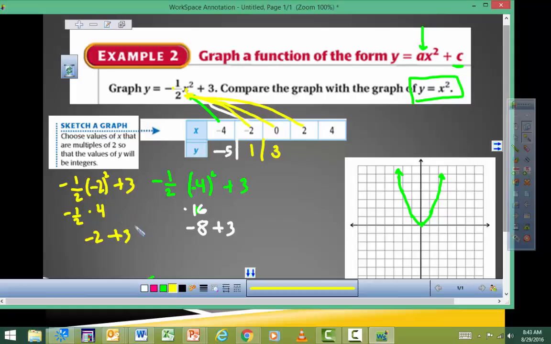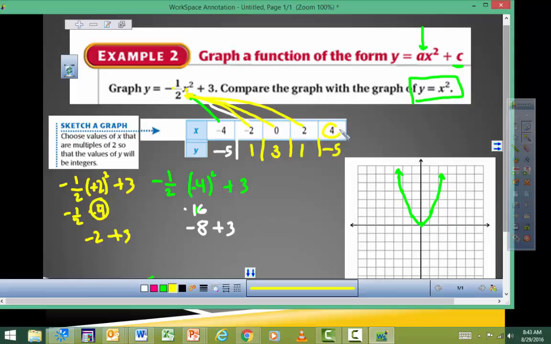If you plug in the positive 2, the positive 2 squared is going to be 4, just like before. Multiply it by negative 1/2, you get negative 2. Then you're going to add 3. So you get the same number here again, right? And guess what this one's going to be? Oh, negative 5, right? That's going to be the same thing.